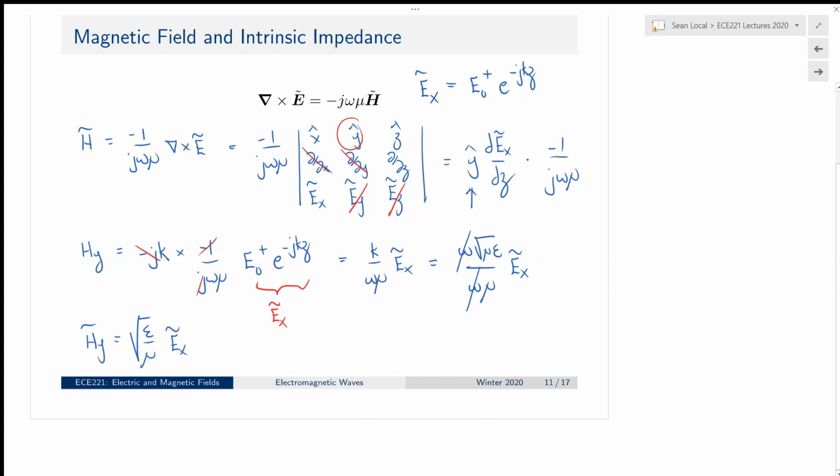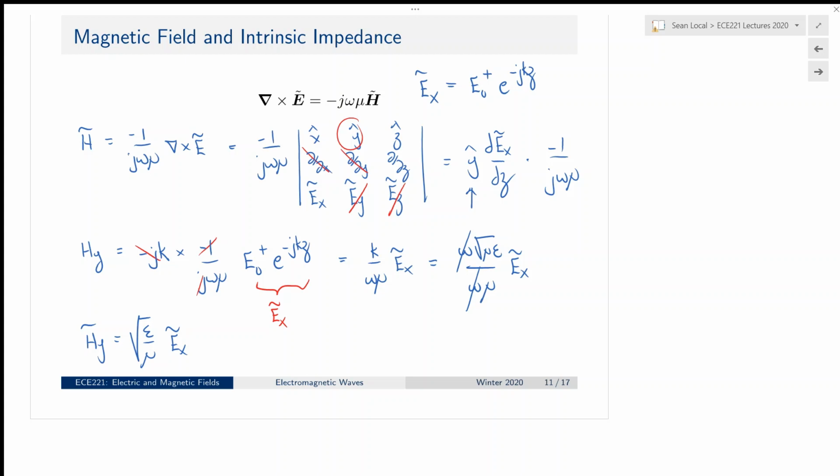So we see that the magnetic field component, Hy, and the electric field component, Ex, and these are the only two components of the fields that exist for this particular plane wave solution, are related through a constant, square root epsilon over mu, which is entirely dependent on the material that this wave is traveling in.